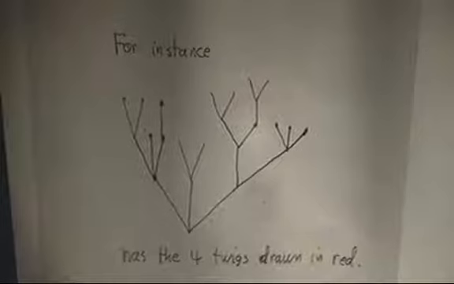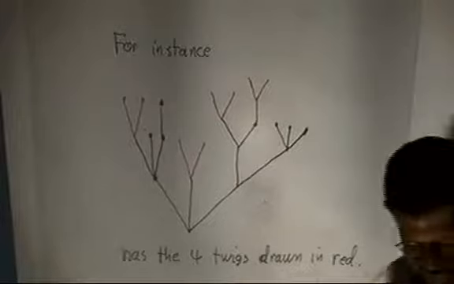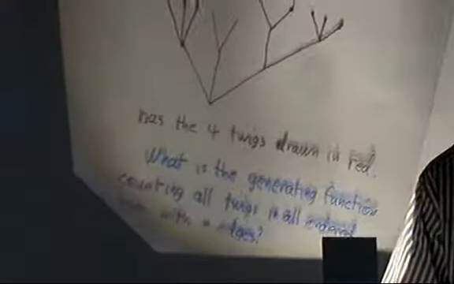Beautifully illustrated there in red, 4 twigs. 2 children, no extra children, no grandchildren. So we'd like to know what's the generating function for twigs, going over all ordered trees with n edges.